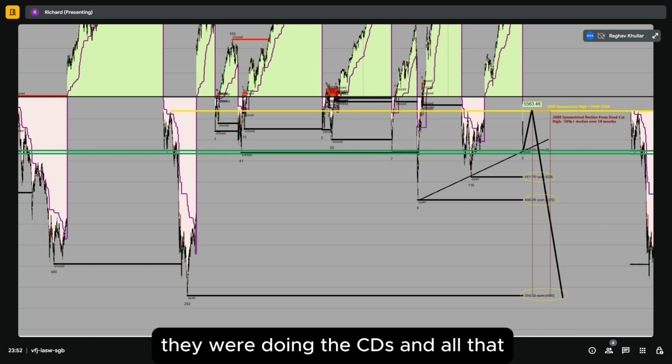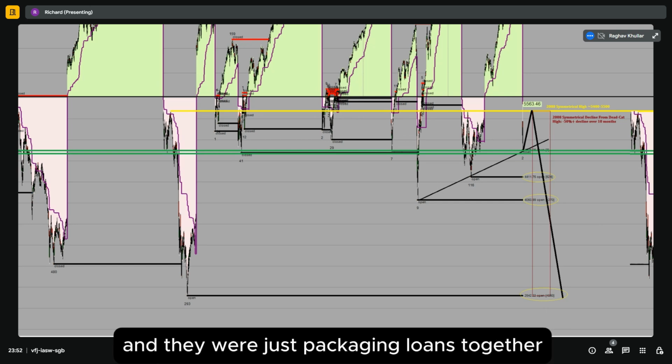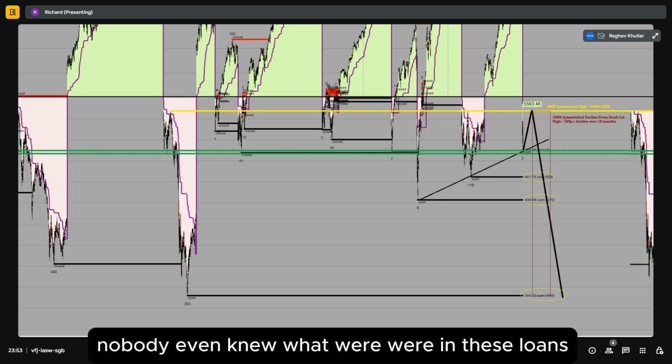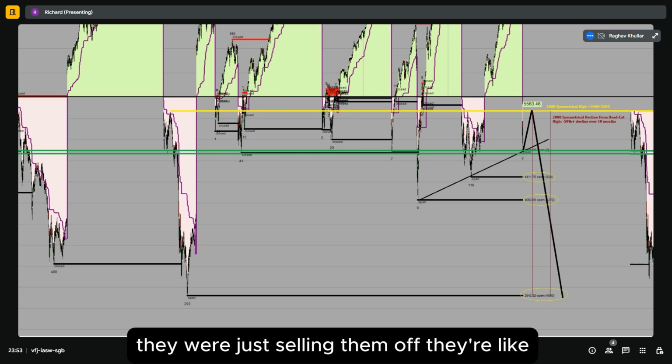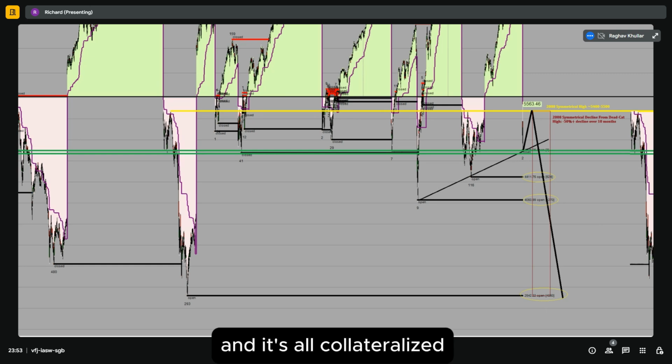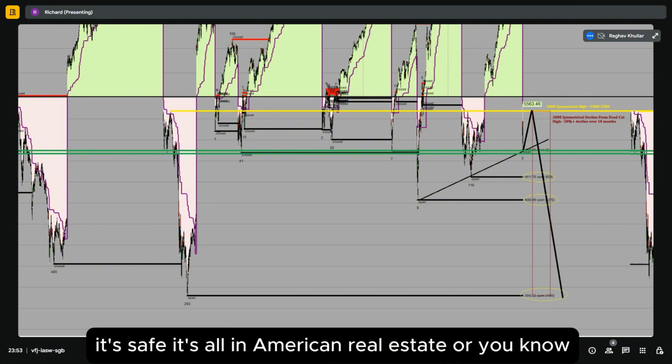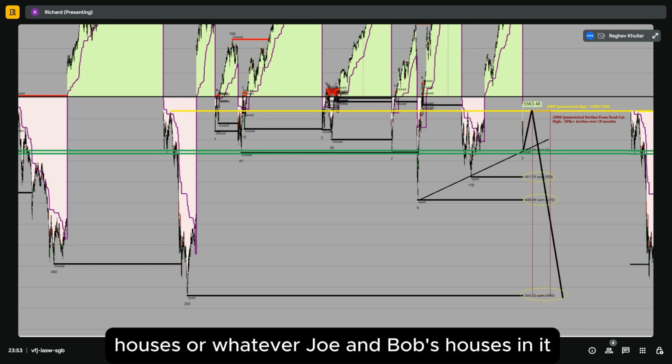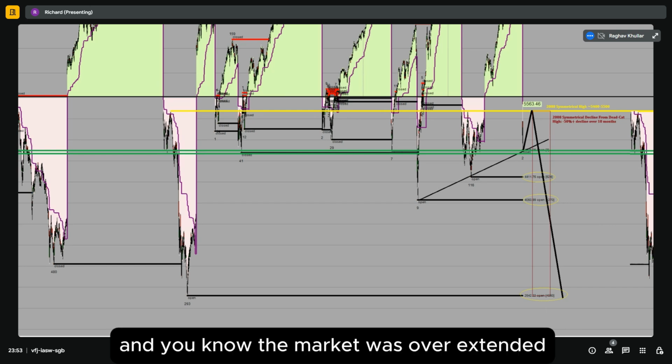One thing that was different, like in 2007, 2008, when I was trading through that, they were doing the CDOs and all that, and they were just packaging loans together. Nobody even knew what was in these loans. They were just selling them off. And they were like, oh, look, you're going to get 12% out of this thing, and it's all collateralized, it's safe, it's all in American real estate or houses, Joe and Bob's houses in it. And the market was overextended.